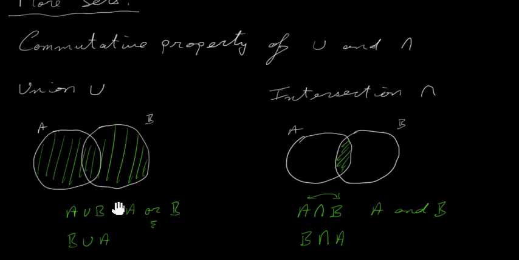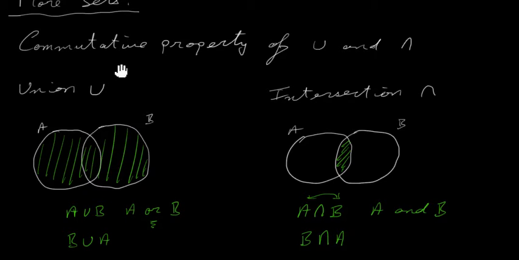So A union B is A or B. We had that in the first video. And over here we've got intersection, which is represented by this symbol here. And intersection is represented by this shaded area here. And we say that A intersection B is this area here. And we use "and" when we talk about intersection.